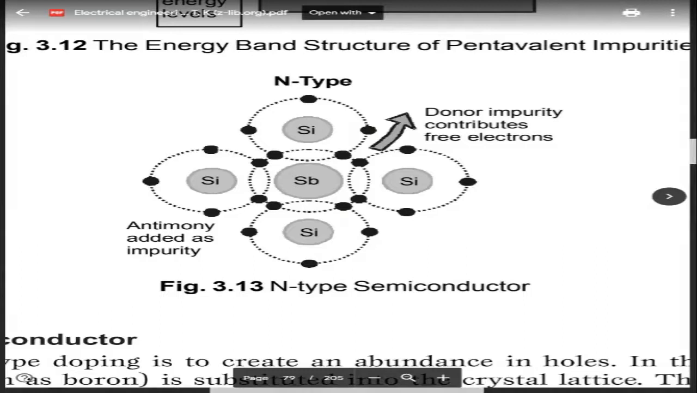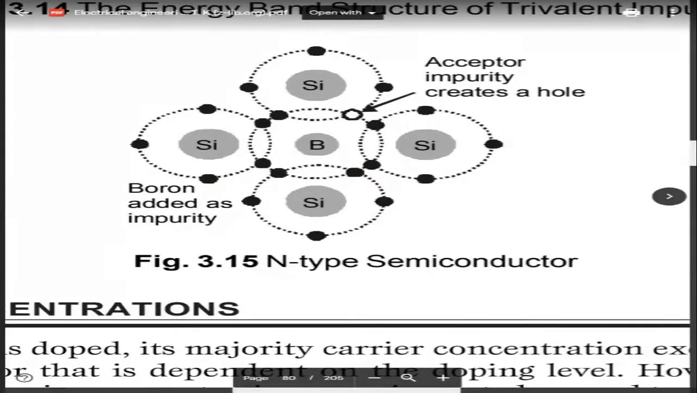Let's move ahead. You have to draw this. Give it the heading n type semiconductor. As soon as you have drawn it, just type done in the chat box. Am I audible to you? Hello. Yes, sir. Okay.